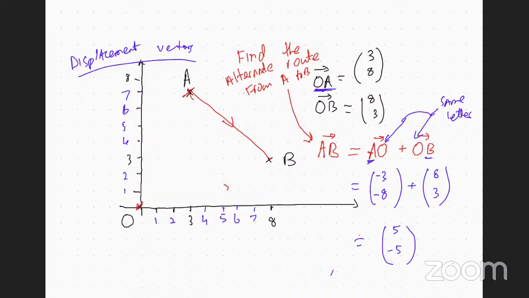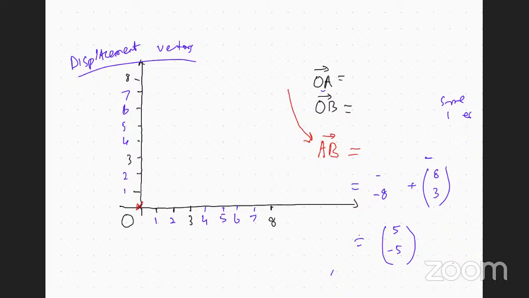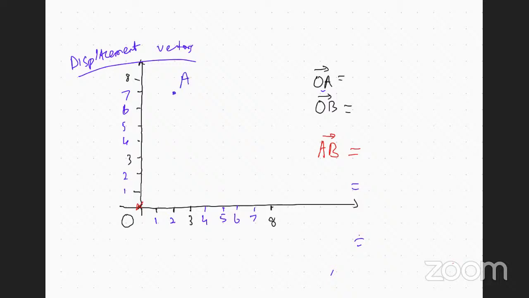So I want you to find AB here for me. But you're going to have to use the scale to figure out OA and OB. All right, so let's go. Let's see if we can plot some points here. So this is your A. A is 2, 7.